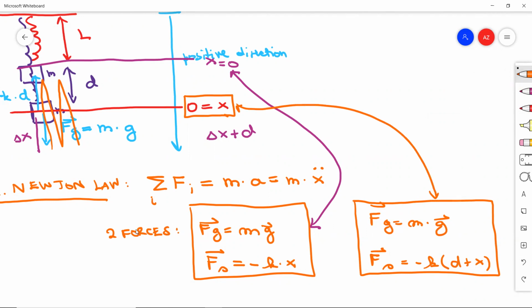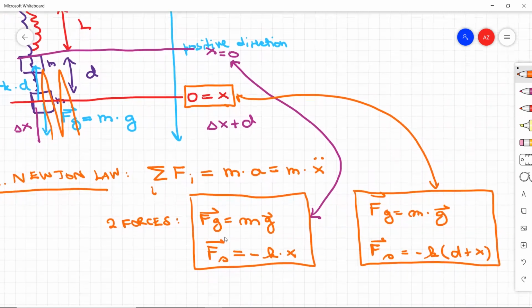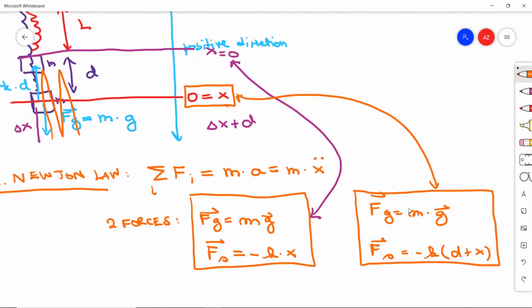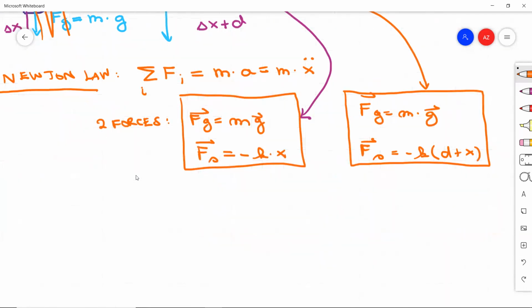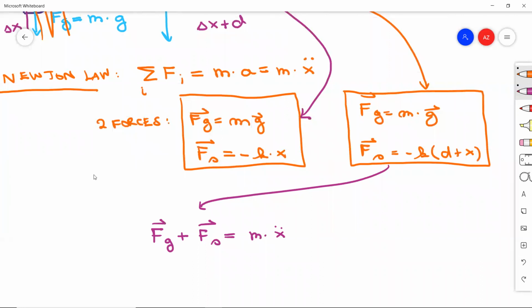In any case, our system will be the same when we plug in either the first or the second model into our second Newton's law. We will get the same equation. So let's plug this model into Newton's second law. What we get is that the gravitational force plus the spring force is equal to m times the acceleration, which is the second derivative of the displacement.